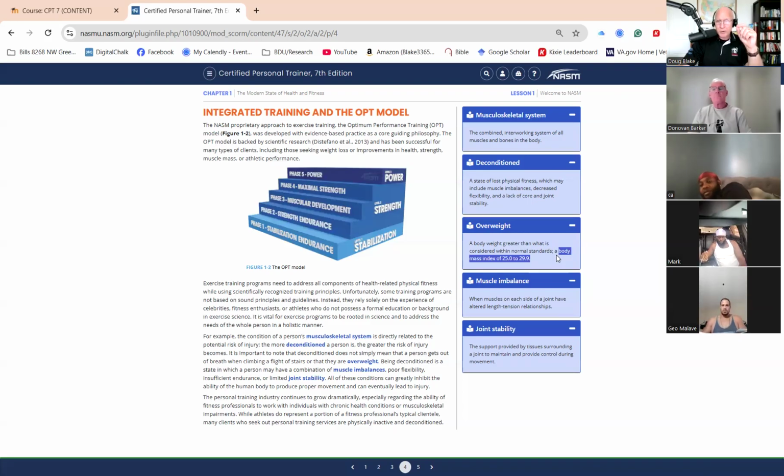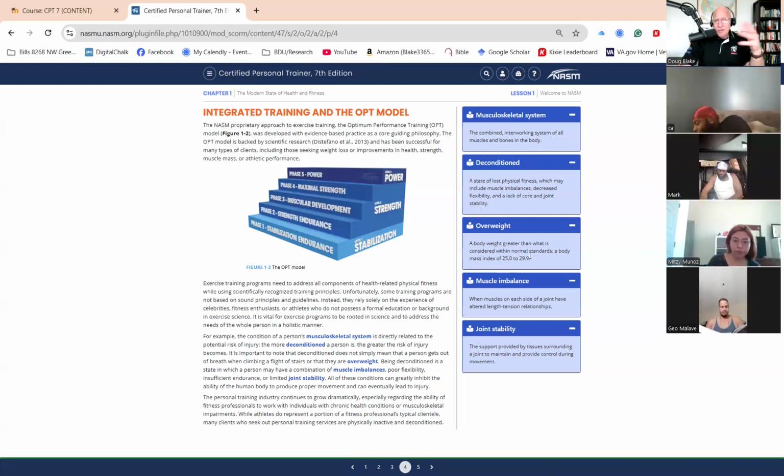25.0 to 29.9 is overweight. What is the next level after overweight at 30 BMI? Obesity. Does that make sense? They're just explaining this to you, giving you something to start chewing on. You should know by the time you get to some of these later chapters, this stuff is memorized down pat.